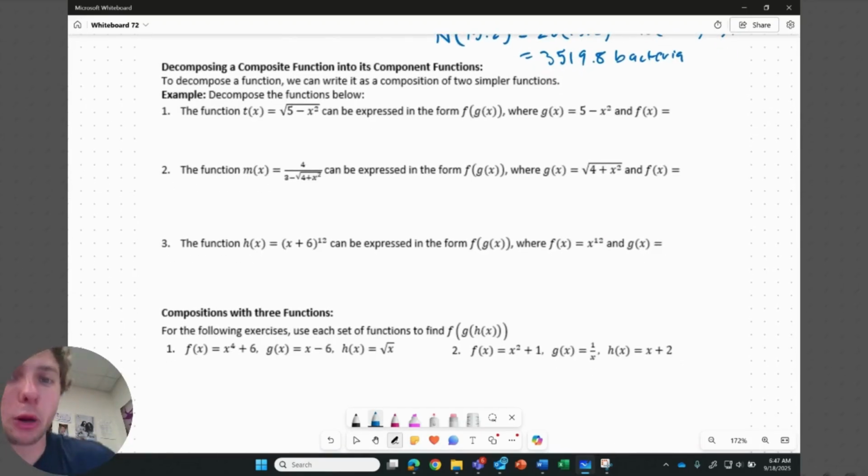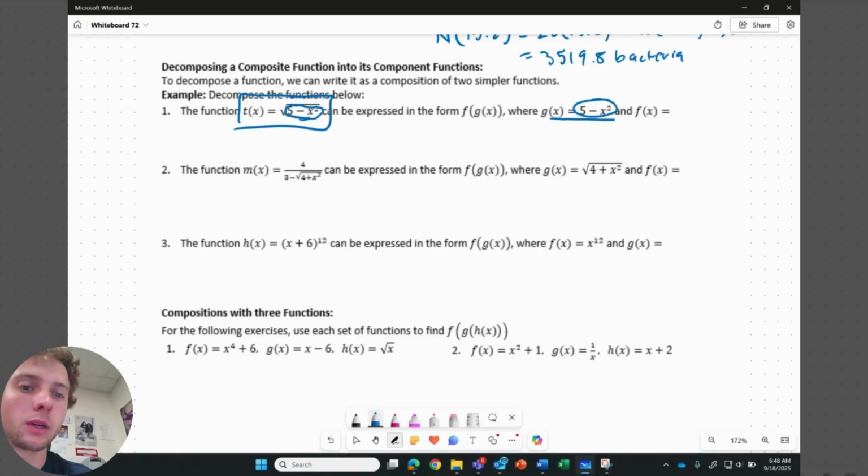It says to decompose a function, we can write it as a composite of 2 similar functions. I don't know a great way to explain this if I'm being honest, but what I am paying attention to is the one function we are given, 5 minus x squared. And when I look at 5 minus x squared, I want to see that in this original function. Notice the 5 minus x squared is what's below here. Well, that entire part is g of x. So that means we were taking the square root of g of x.